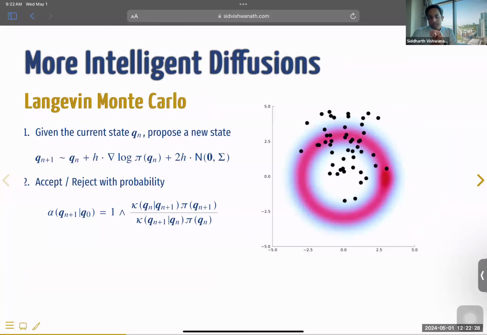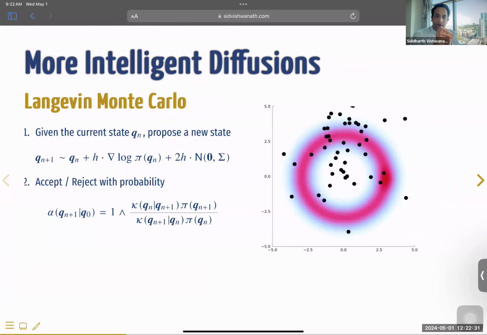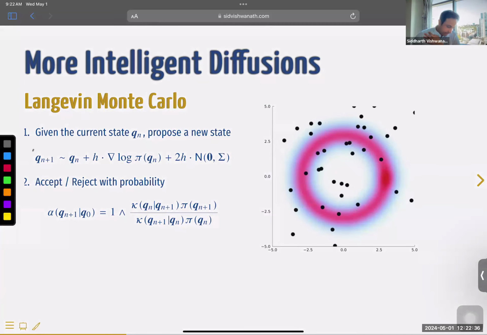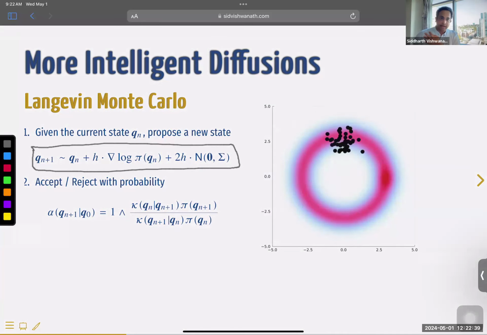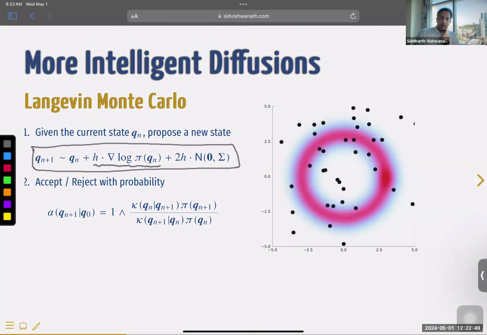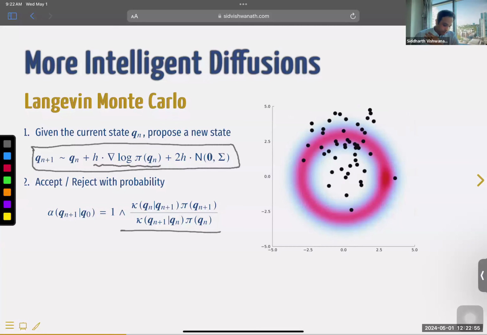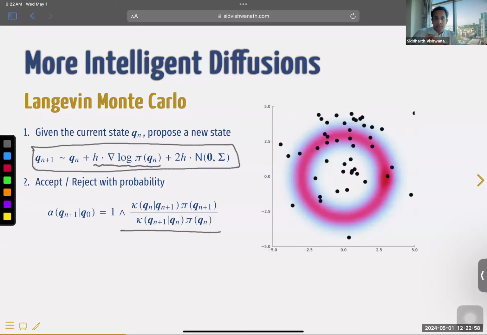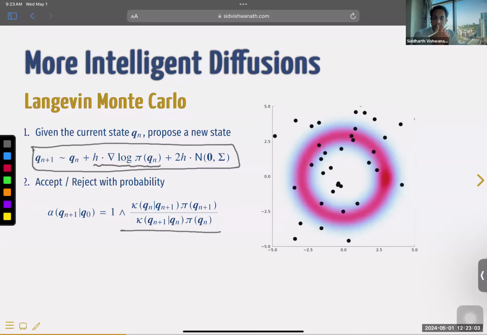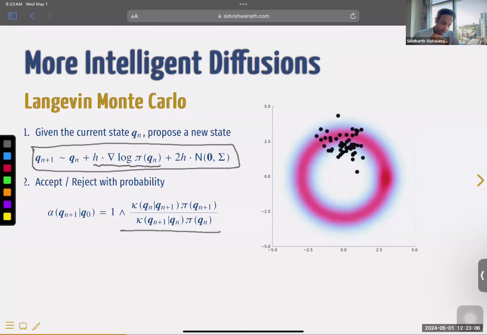So the Metropolis adjusted Langevin algorithm, or Langevin Monte Carlo in general, as I mentioned, is basically just the Euler-Maruyama discretization of the Langevin SDE. This generates proposals based on one step of this discretized diffusion, and then you run it through this Metropolis-Hastings filter. Theoretically, this gives you a much better adaptation to the geometry of the problem, right?